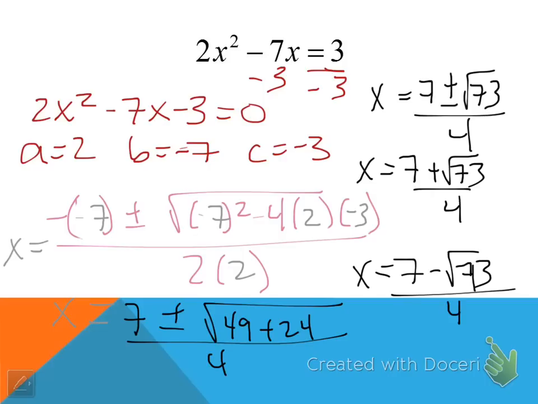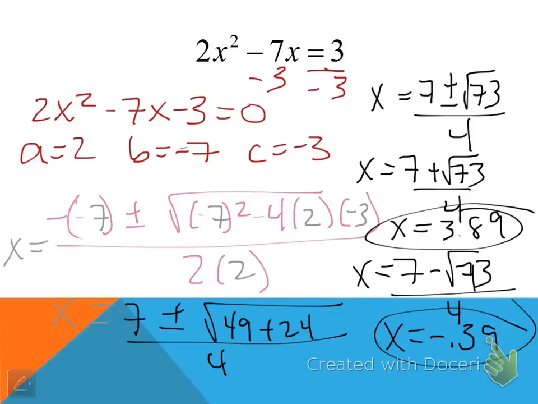Okay, so when you type it in your calculator, what you're going to do for this first one is get 7 plus the square root of 73, press enter, and then press divided by 4. So we'll get 3.88, or 3.89, sorry. Okay, now 7 minus the square root of 73, you'll get your answer, and then divide that by 4. So then this one is negative 0.39. So those are my 2 spots where I cross my x-axis. They're my solutions, they're my roots, they're my zeros.